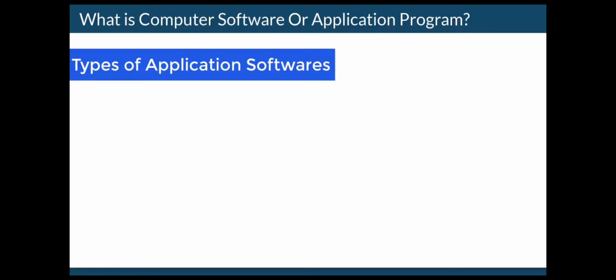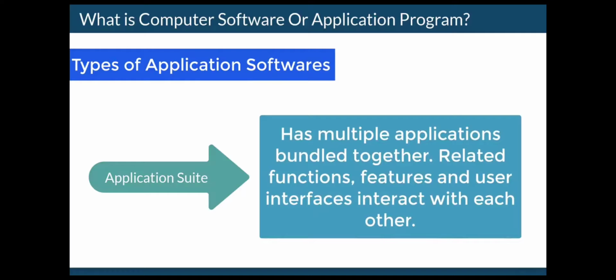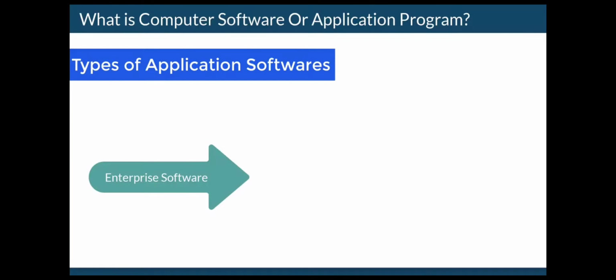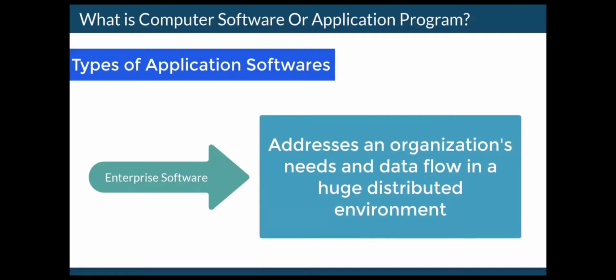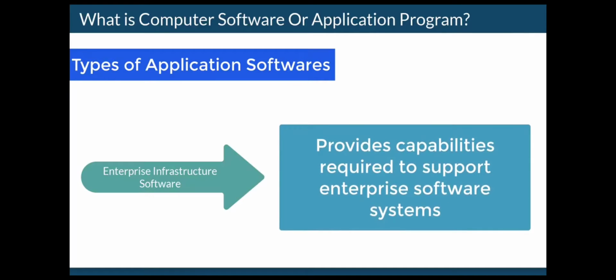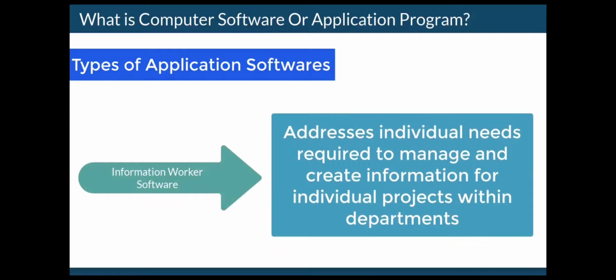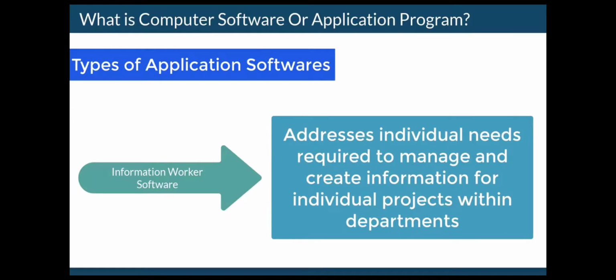Let's look into the types of application software. Application suite has multiple applications bundled together. Related functions, features, and user interfaces interact with each other. Enterprise software addresses an organization's needs and data flow in a huge distributed environment. Enterprise infrastructure software provides capabilities required to support enterprise software systems. Information worker software addresses individual needs required to manage and create information for individual projects within departments.